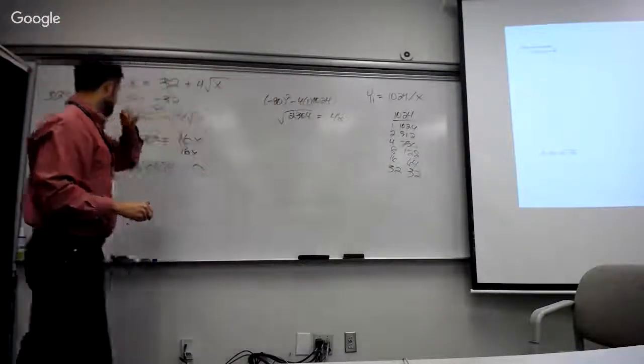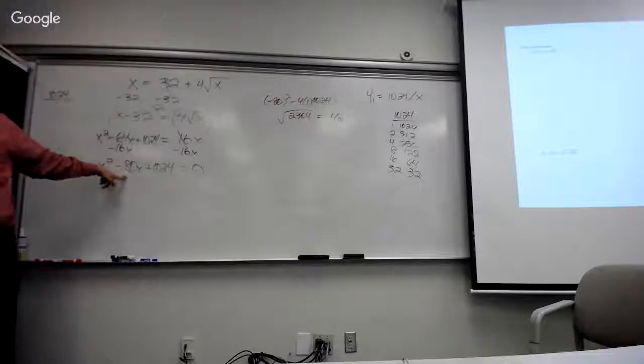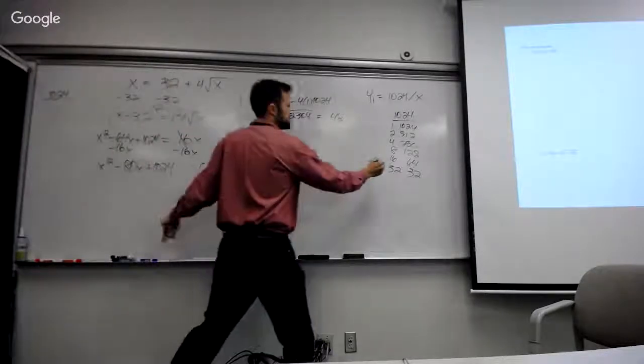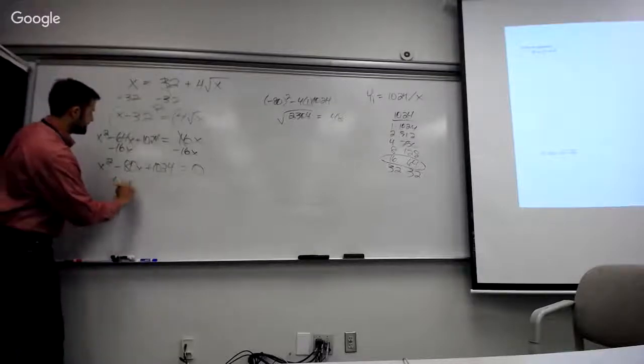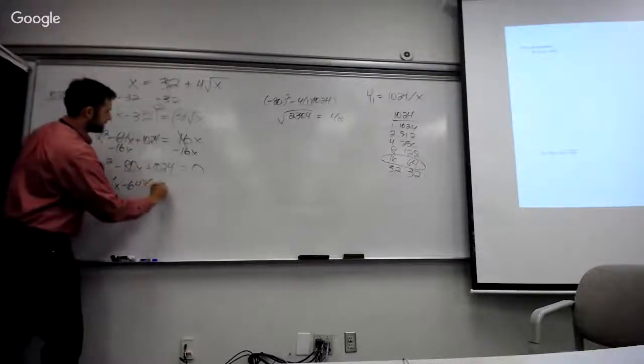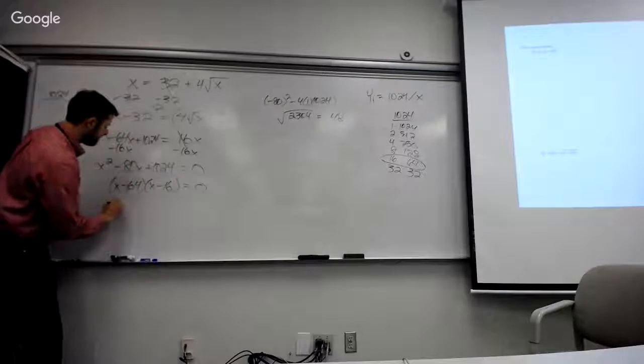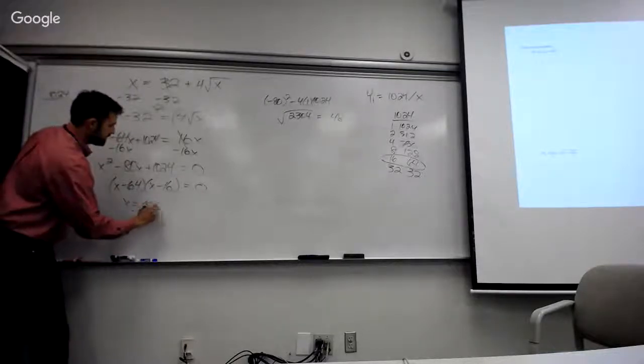So what is it? What adds up to 80? 64 and 16. So there's our factoring, x minus 64, x minus 16. And so x equals 64 and 16.